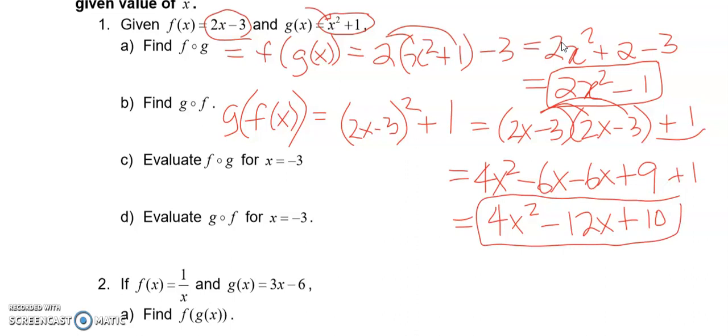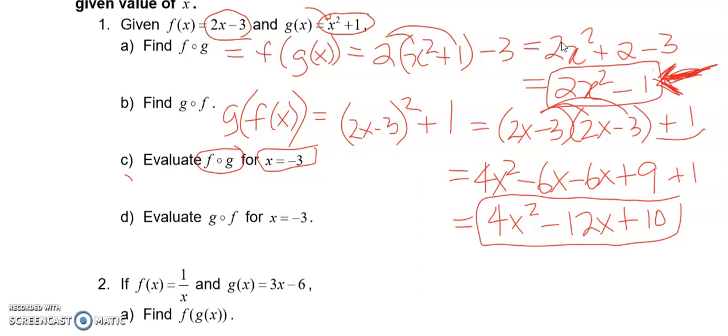Okay, what does part C ask you to do? It says evaluate f of g of x for x equals negative 3. Now remember, you've already worked out what f of g of x is. Here it is right there. Look, there's your f of g of x. That was the answer to part A. So what you have to do here, what they're saying is put negative 3 into that composite function right there.